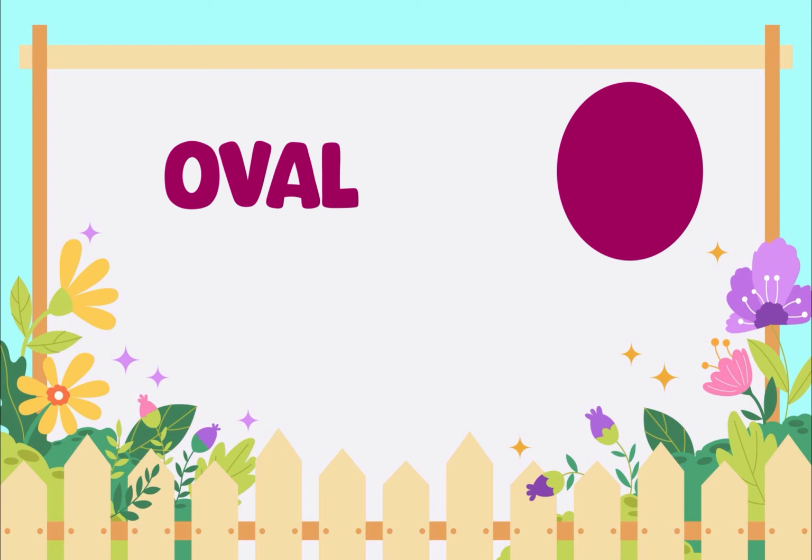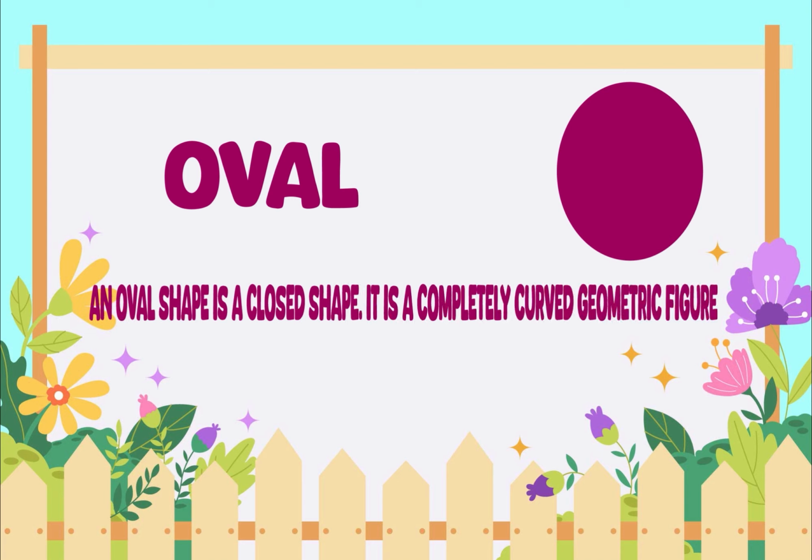It's an oval. An oval shape is a closed shape. It is a completely curved geometric figure. Thus, it has no straight lines.